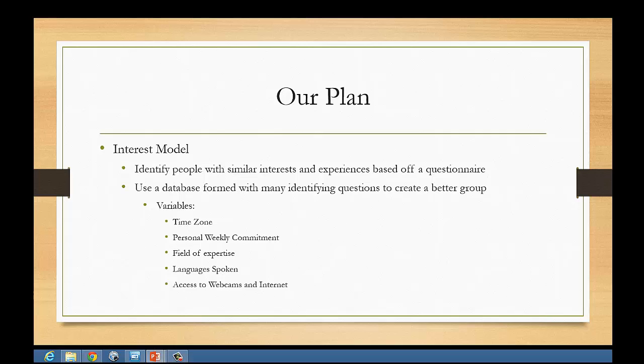We ended up choosing to go with the interest model, and we chose to identify people with similar interests and experience based off a questionnaire or a survey that they would take at the beginning of the course. This would cross-reference the users or the classmates based off a database backend and take in some variable data: basically their time zone, personal weekly commitment, their field of expertise, languages spoken, and access to internet or a webcam. So we could try to match up group members so they could work best together.